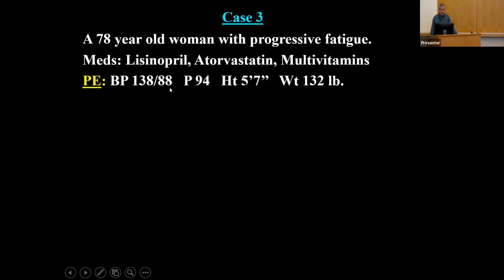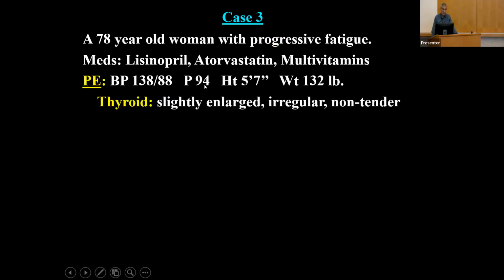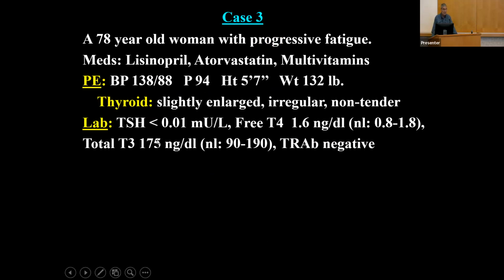There's her vital signs: a little bit hypertensive, a little bit tachycardic. Her thyroid is slightly enlarged. It's irregular. It's non-tender. She has thyroid tests drawn. Her TSH is undetectable. Her free T4 is in the reference range. It's at the upper end, but it's in the reference range. And her total T3 is also in the reference range. And her TRAB is negative.